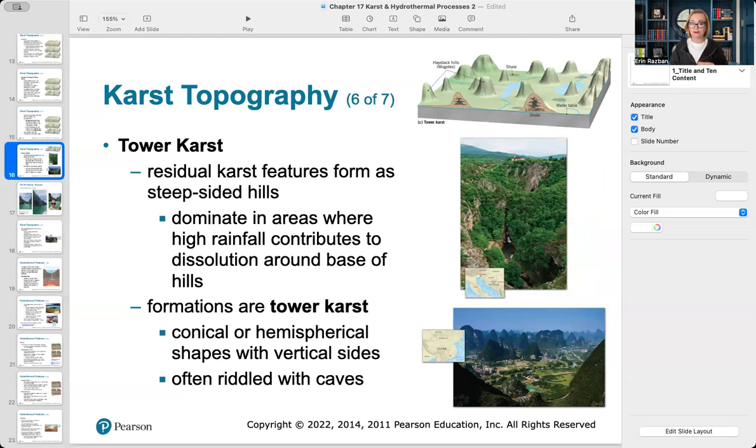Now, while most karst develops in limestone, it can also form in other soluble rocks like dolomite, gypsum, and halite, which is rock salt. In regions with tropical climates and warmer conditions, and high rainfall, we sometimes find tower karst. Landscapes with tall, steep-sided hills that have almost vertical walls and are often riddled with caves. The spectacular karst towers in China and in Ha Long Bay in Vietnam are world famous examples of this dramatic landform.